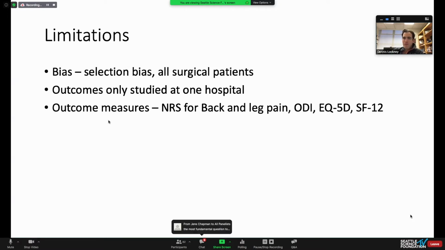Certainly there's bias. All of these patients were surgical patients. They didn't talk about non-operative patients. There's no control for that. The outcomes were only studied at one hospital, so we may not know the true outcomes. And then the outcome measures were basically a phone call saying, hey, are you happy you had this operation or not? They didn't use these standardized patient-reported outcome measures that we frequently use, such as the numeric rating score for back and leg pain, the Oswestry Disability Index, the EQ-5D, SF-12, et cetera.